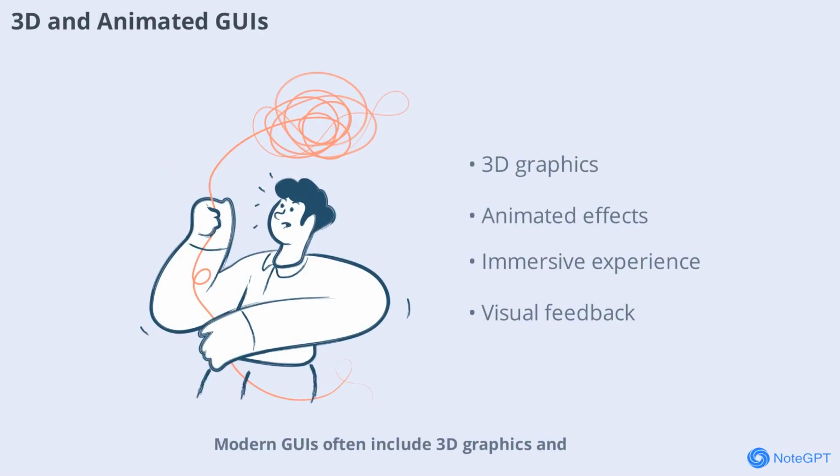Modern GUIs often include 3D graphics and animations to create a more immersive experience. For example, windows may slide open, icons may bounce, and menus may fade in and out. These effects not only look appealing but also help users understand what's happening on the screen.